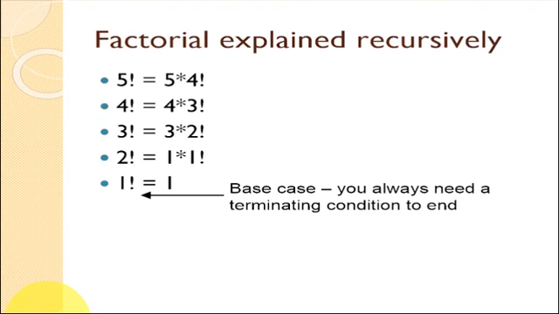Here, 5 factorial is equal to 5 into 4 factorial, where 4 factorial is equal to 4 into 3 factorial, 3 factorial is equal to 3 into 2 factorial, 2 factorial is 2 into 1 factorial, and 1 factorial is equal to 1. Here, this is called the base condition, which we always need as a terminating condition to end the recursive function. Now, let us consider the second example of Fibonacci series.